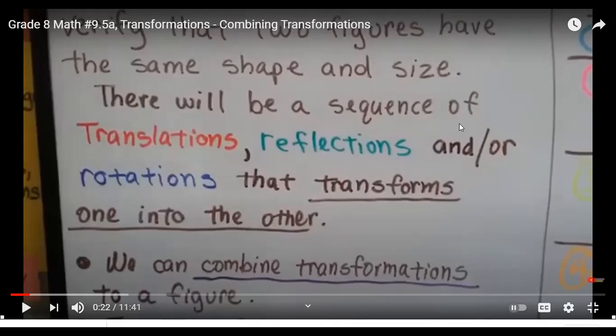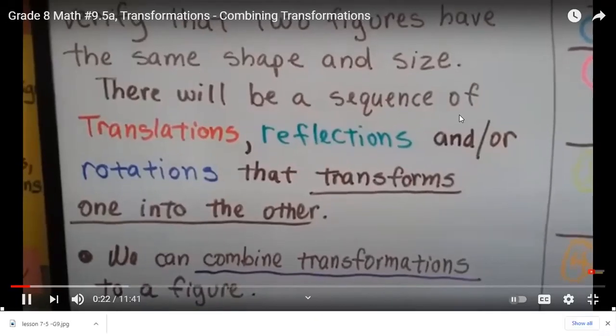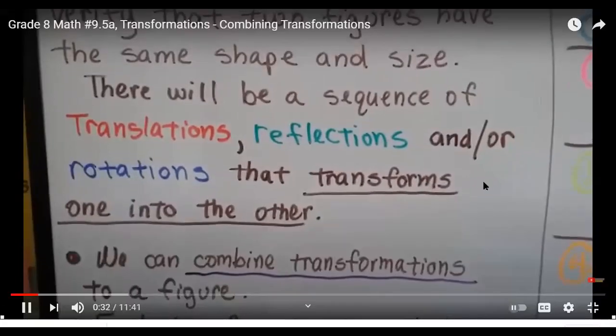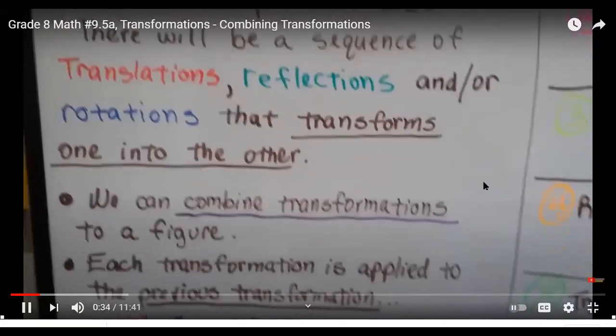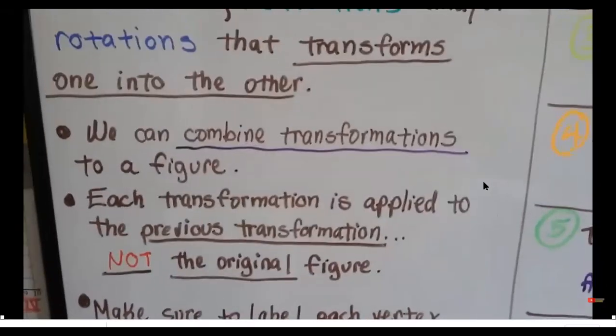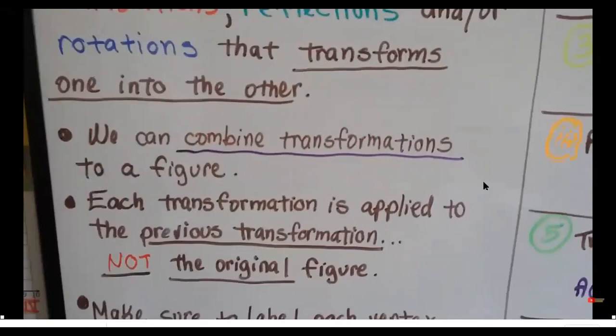Let's continue. Transformations to a figure. We could take a translation and then reflect it. Or we could take a translation and then rotate it. Or take a reflection and translate it. And combine them in different ways. Each transformation is applied to the previous transformation, not the original figure. I'll show you what I mean.